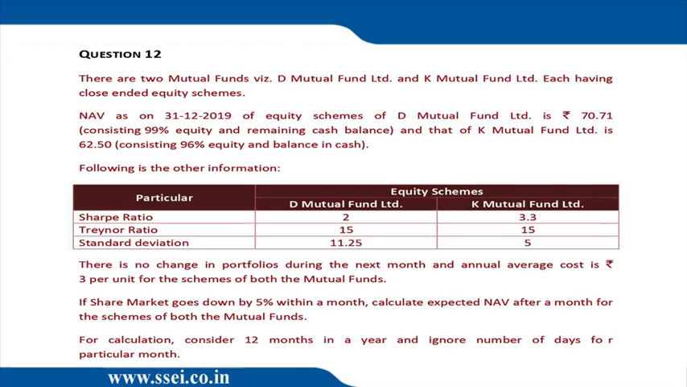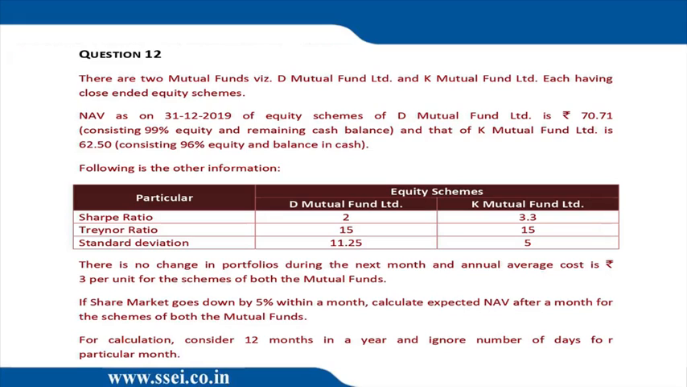Then we have K mutual fund whose NAV is 62.5. 96% is equity. So 62.5 into 96%. That is 60. I'm writing it down. And 62.5 into 4% is 2.5, which is cash. I will not remember these written down figures. Please remember, I have written down 4 figures. The equity component of fund D, which is 70.0029. The cash component of fund D, which is 0.7071. The equity component of fund K, which is 60. And the cash component of fund K, which is 2.5. Correct.